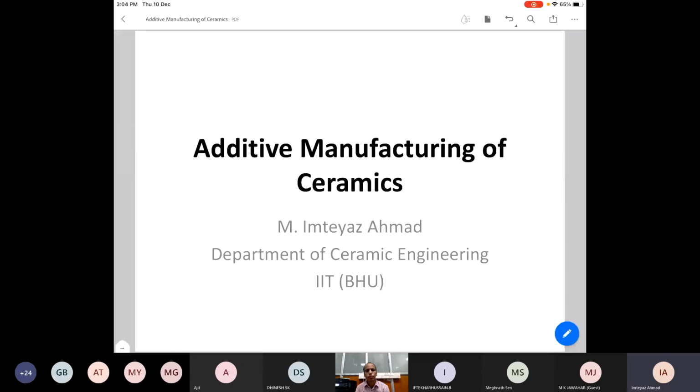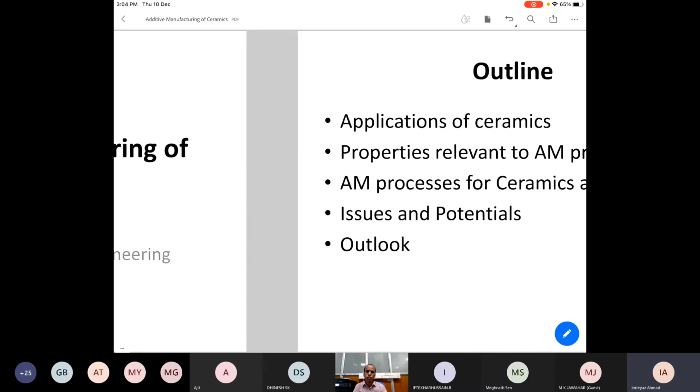So my topic today is additive manufacturing of ceramics. I guess ceramics is not taught in many colleges. It's not a very common branch. Among the IITs, IIT BHU is the only IIT which has a ceramic discipline. So my outline will be like this.